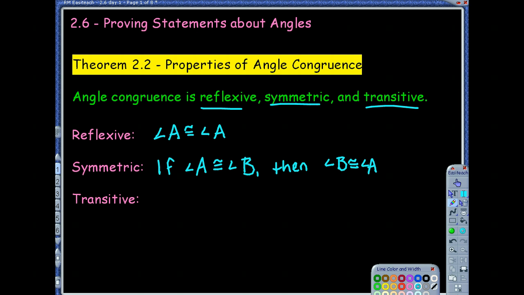Perfect. Okay, and then what about transitive? That's the one we use a lot. Yeah, that's the one we should feel pretty comfortable with. So I'm going to say if angle A is congruent to angle B, and I have to come up with another congruent thing, angle B is congruent to angle C, then that means angle A is congruent to angle C. Wonderful. Again, if 2 things are congruent to the exact same thing, they're going to be congruent to each other.